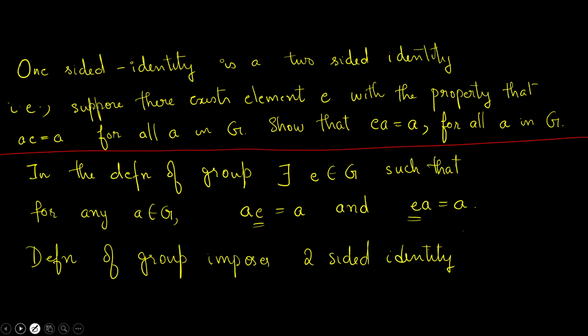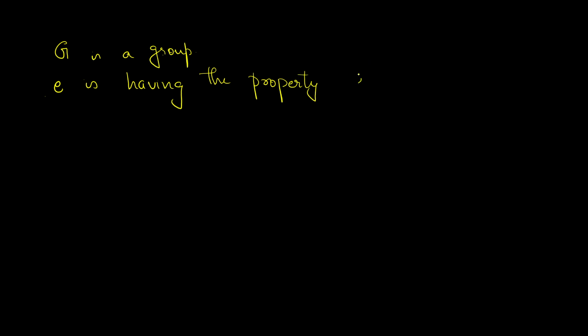Now, suppose we are not given this much information. Suppose we are just given that G is a group, and some element E has the property that for any A in G, AE = A. This much we are given. Let's be careful here. We are not given that E is the identity. We are just told that E is an element in the group G.